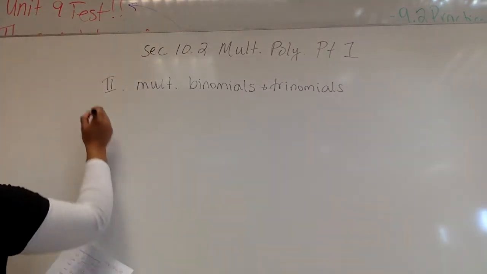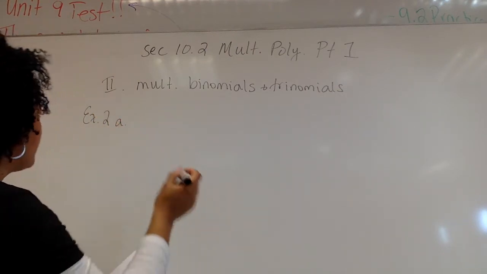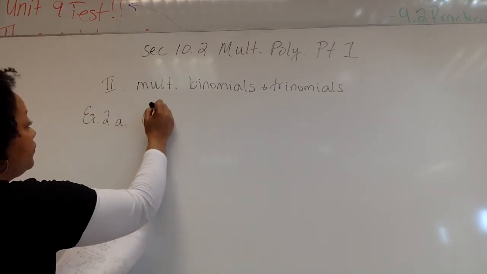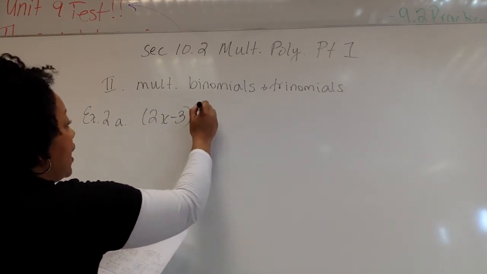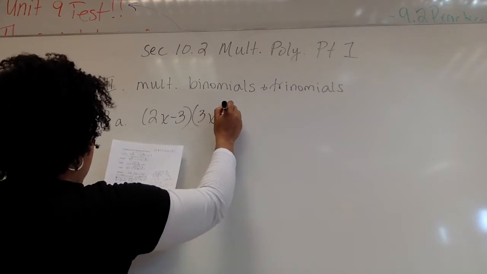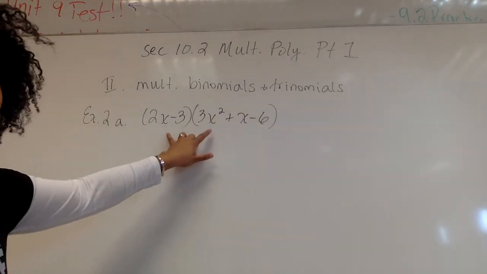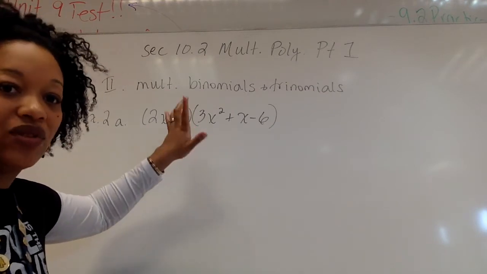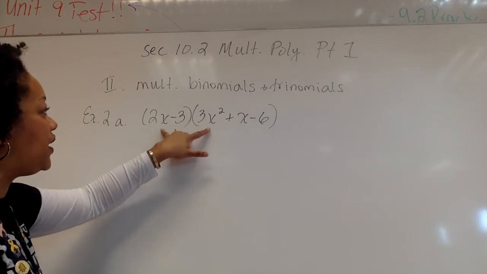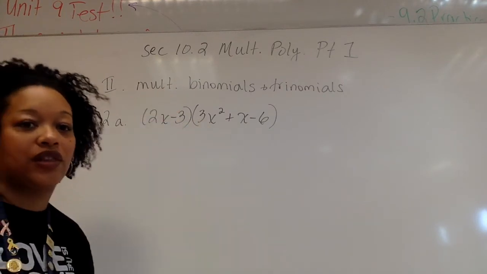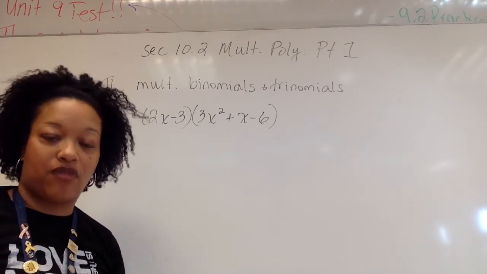For example, 2. I'm going to give you a binomial times a trinomial. Now, usually 9 times out of 10, this is the way it's going to be written. It doesn't matter the order because you're multiplying, so don't get caught up in that. But what we're going to do is set up these two polynomials vertically, and we're going to multiply the way that you did when you were in the 4th and 5th grade.